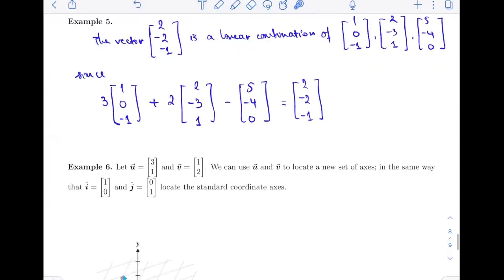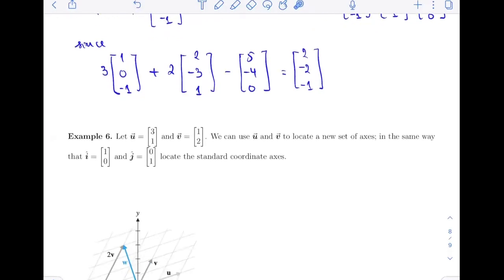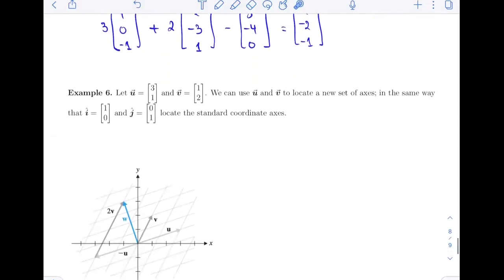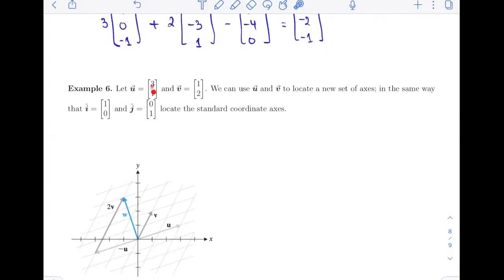The idea of linear combination is very useful for locating a new set of axes, or coordinate axes. We have learned earlier that for the coordinate system of the xy plane, you have the standard unit vectors: E1 is equal to (1, 0), and E2 is equal to (0, 1). That is for the standard coordinate axes x and y. But if you are given two vectors, in this case u equal to (3, 1) and v equal to (1, 2), you can actually determine a coordinate grid for the new axes.